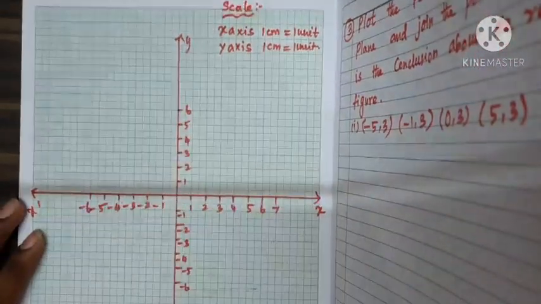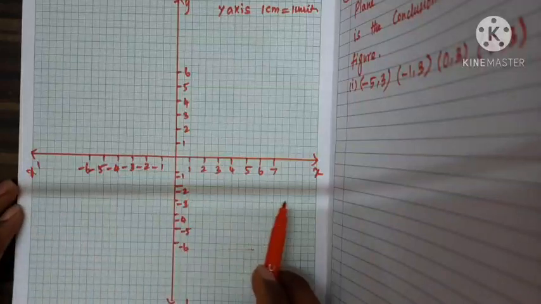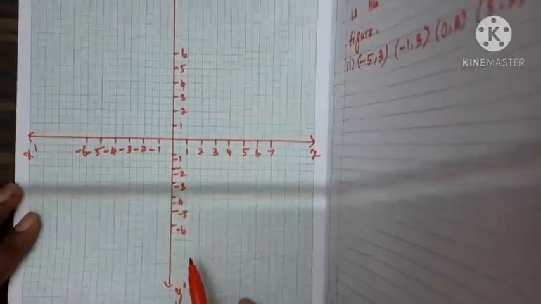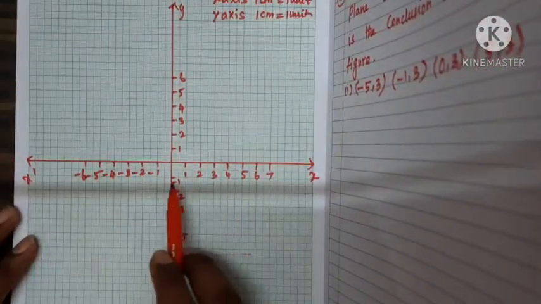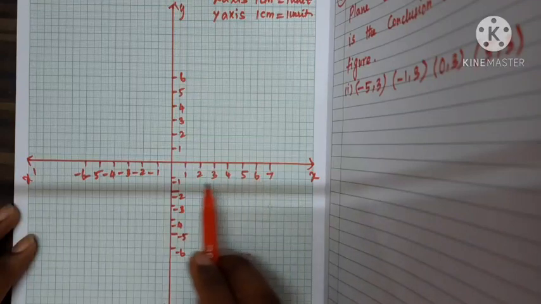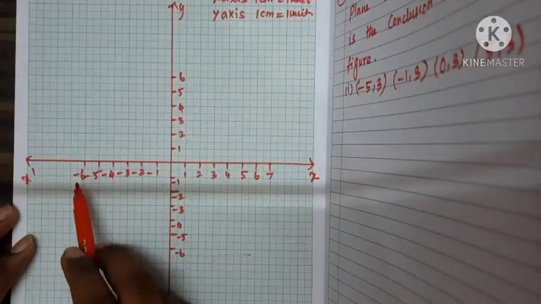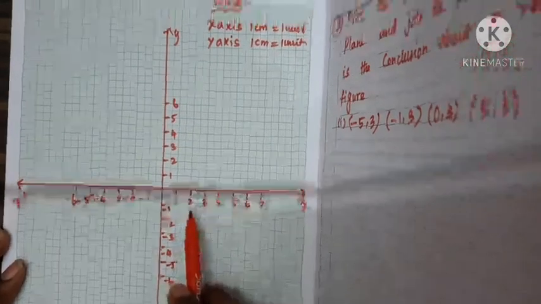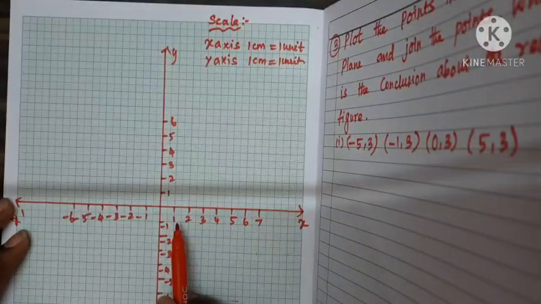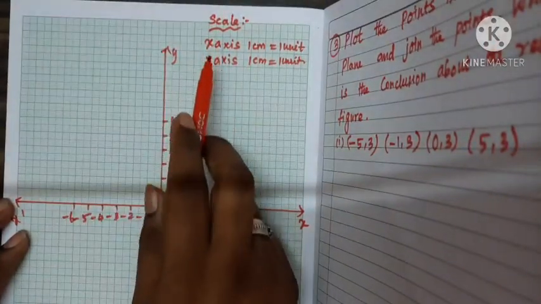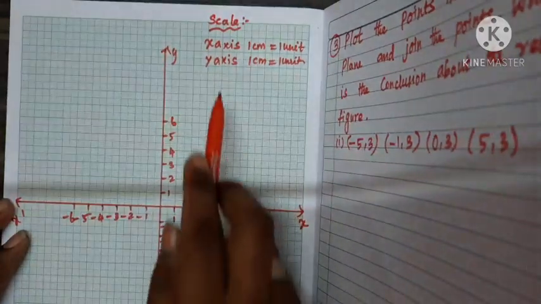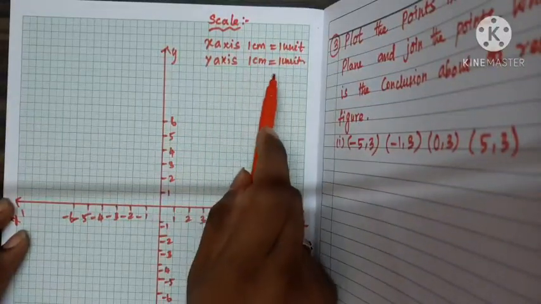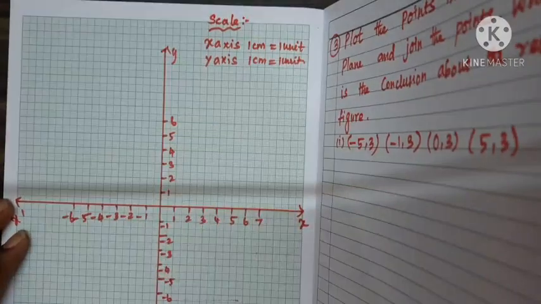So as usual, you have to write x-axis, y-axis. After that, you have to write x, y, x dash and y dash. And then you have to write the points. Here I wrote 1, 2, 3, and minus 1, minus 2 up to minus 6 on both axes. And then after that, you have to write the scale. On the x-axis, we took 1, 2, 3 only. X-axis 1 centimeter, that is 1 box, is taken as 1 unit. Y-axis is also 1 centimeter, which is taken as 1 unit.